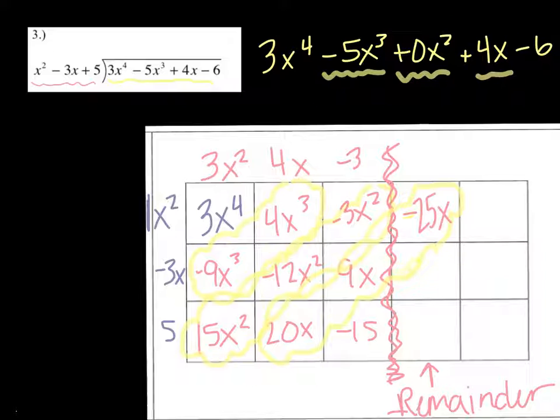So the last diagonal you guys need to do then is your constant diagonal. So if we have negative 15 and we're trying to get to negative 6, again, you have to do some mental math. So negative 15 plus what gets you negative 6? And that's going to be positive 9. So this last column is your remainder.